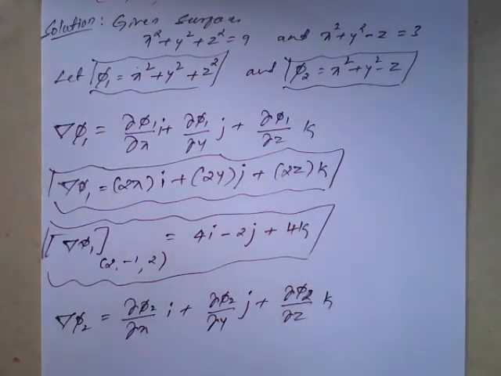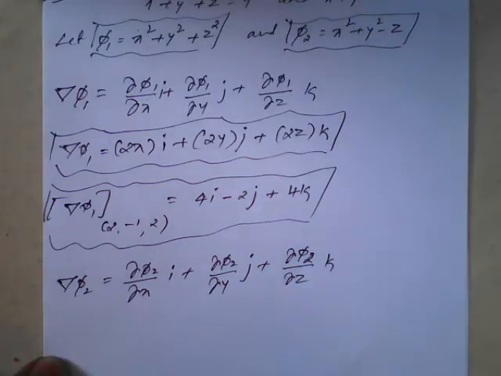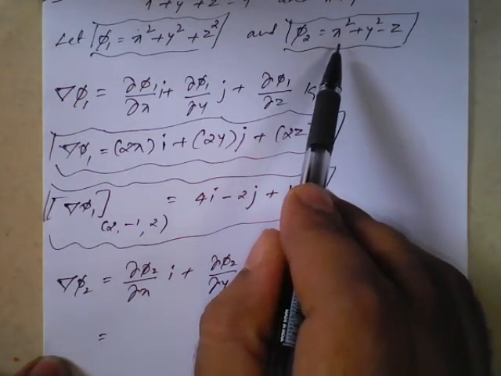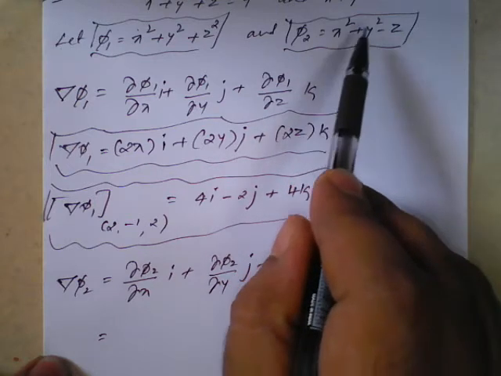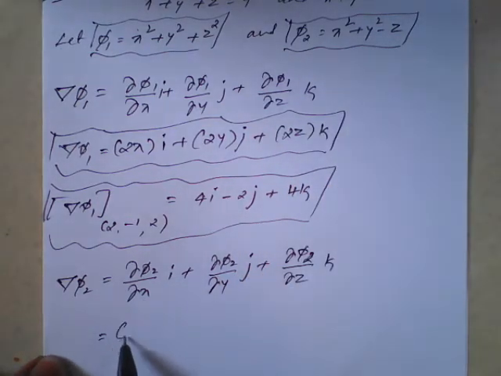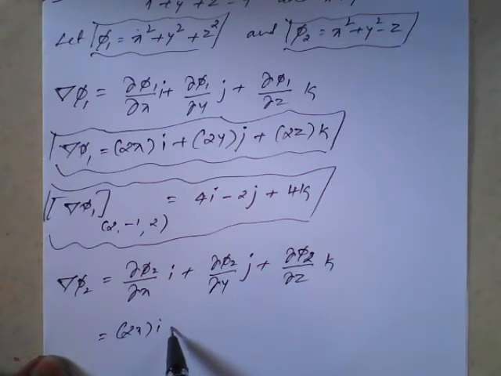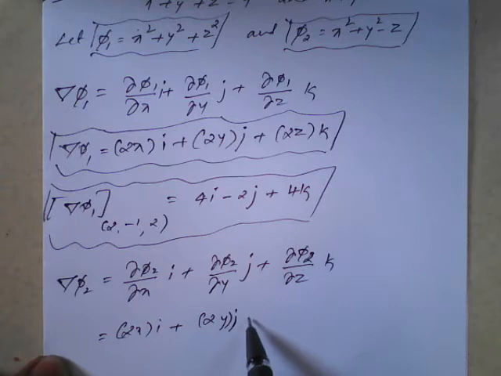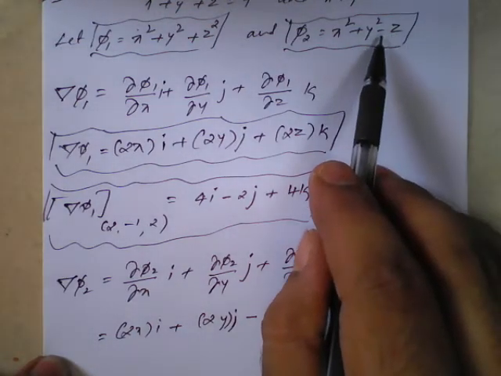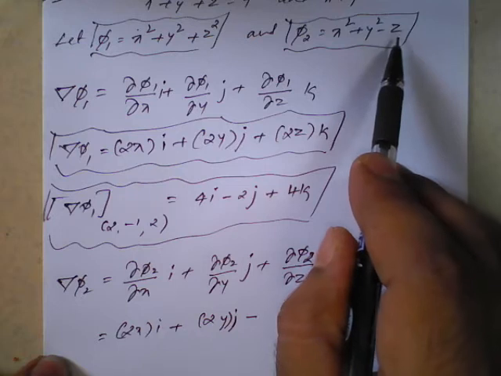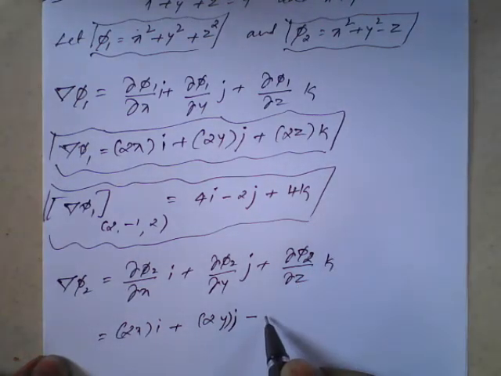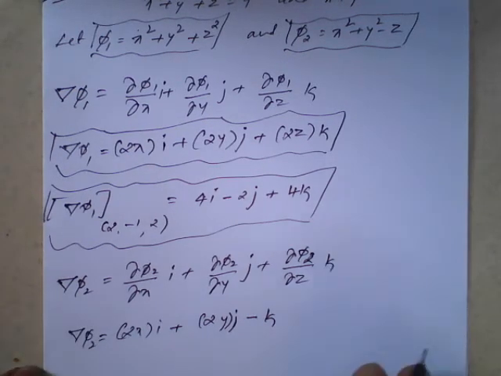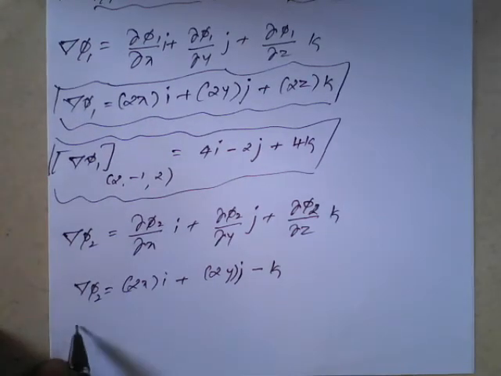Based on this, we differentiate phi 2, that is x square plus y square minus z, with respect to x: 2x of i plus 2y of j minus, because z has a minus sign, the partial derivative of z with respect to z is 1, into k is k. So this is del of phi 2. Del of phi 2 we need to calculate for the point.